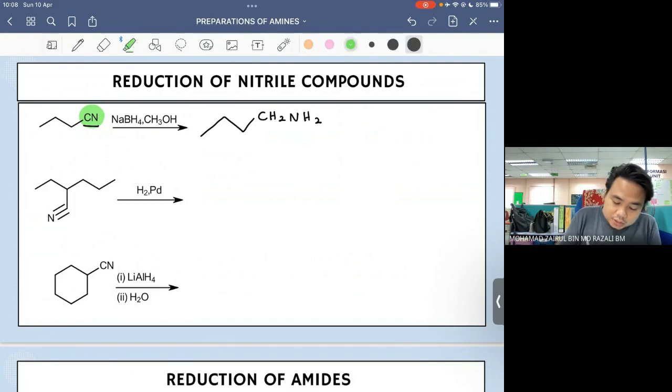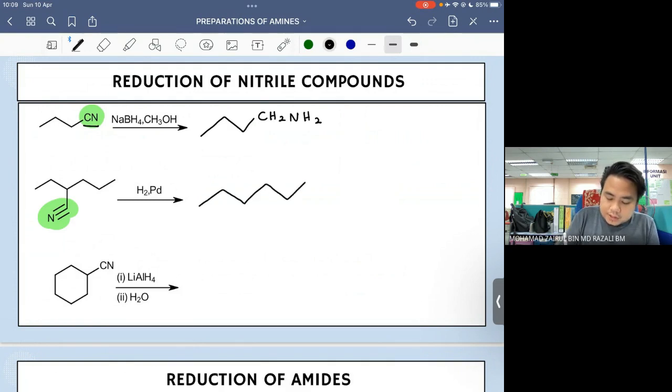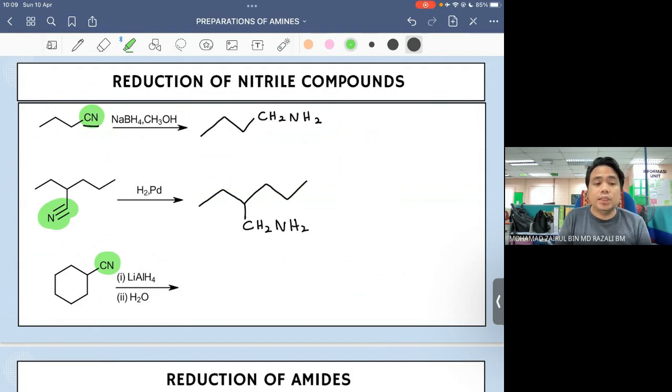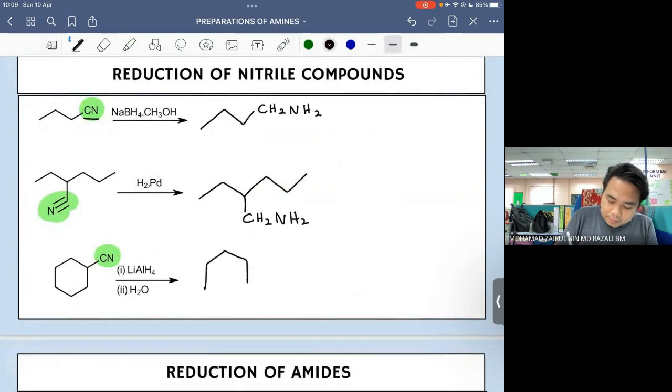Same goes with this. We just need to convert the CN. Yang lain itu awak copy balik 1, 2, 3, 4, 5, 6. Now the C triple bond N will turn into CH2 and NH2. Yang ini pun sama. Awak just convert je CN itu kepada CH2 and NH2. So yang cyclohexane itu awak copy balik. So dia akan jadi CH2 and NH2. So this is the method that we often use to produce a primary amine.